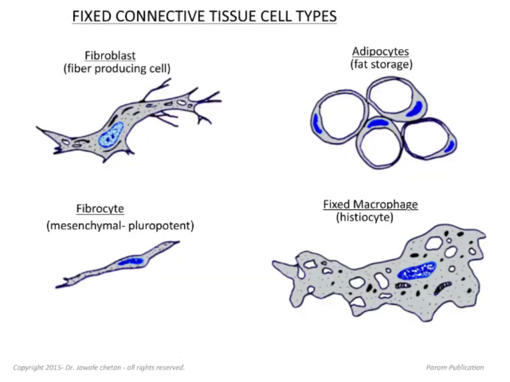The fixed connective tissue cell types. A fibroblast, the fiber producing cell, fibrocytes, mesenchymal cells which are pluripotent, fixed macrophages or histiocytes, and adipocytes, the fat storage cells. All these are developed from mesenchymal cells to form the different connective tissues.